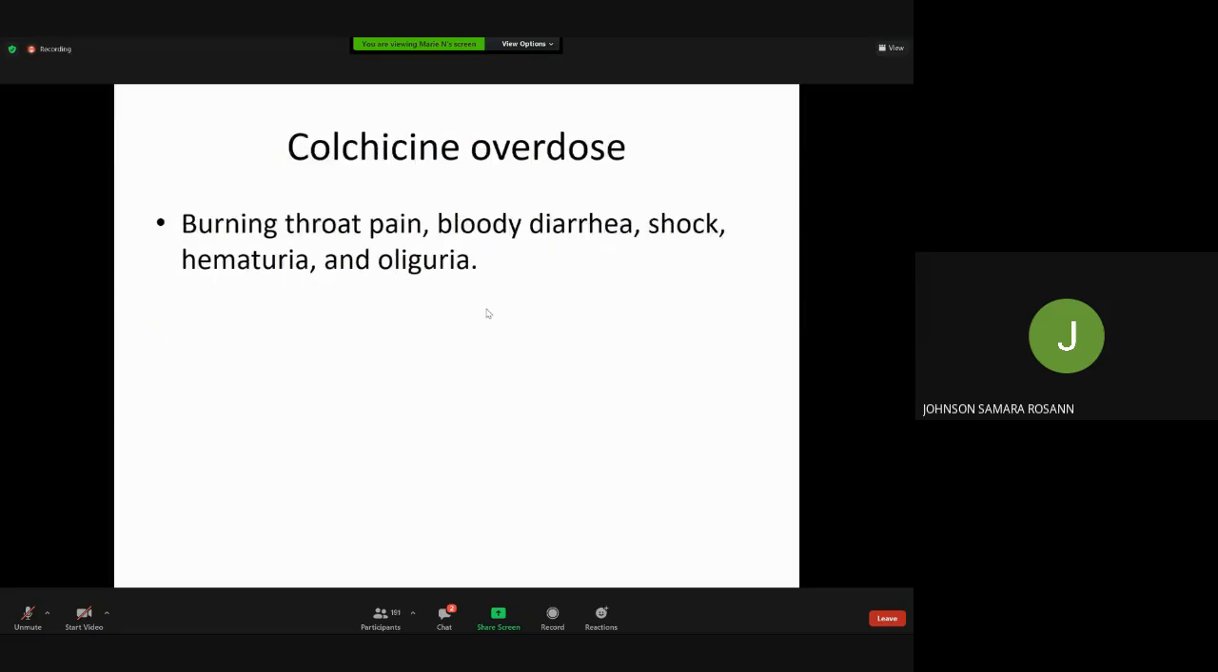With colchicine overdose, someone who maybe takes double, triple, or quadruple of the dose, maybe out of not knowing, or they're trying to commit suicide. What are the clinical effects of colchicine overdose? It starts off with a burning throat pain, then they develop bloody diarrhea. The diarrhea can be so much that they get intravascular collapse, so they go into shock. They may also have hematuria, or blood in the urine, and eventual acute kidney injury with reduced urine output, also known as oliguria.